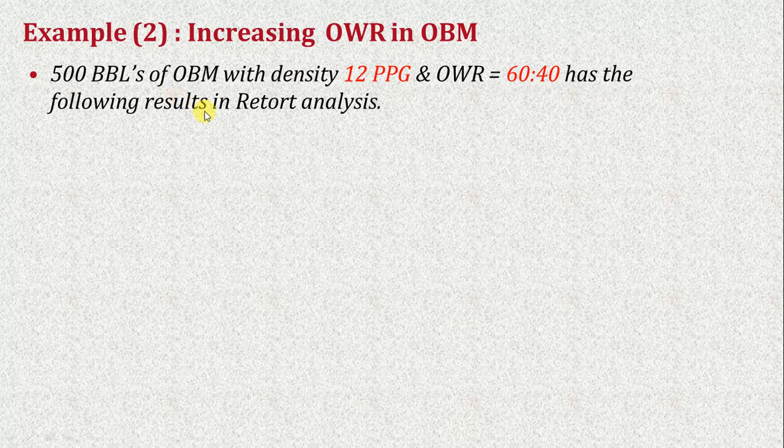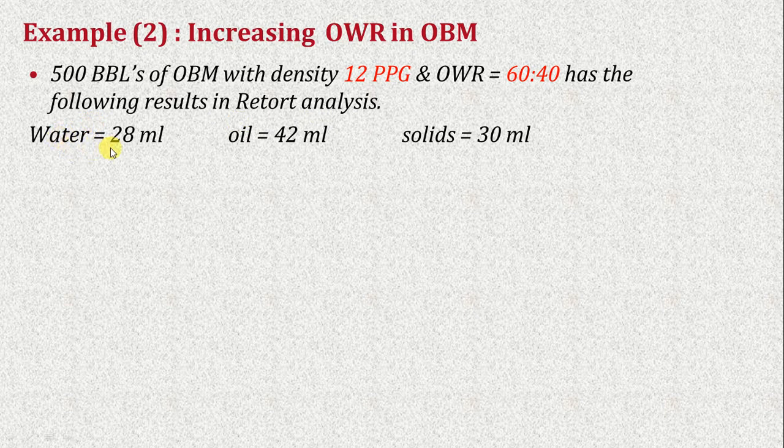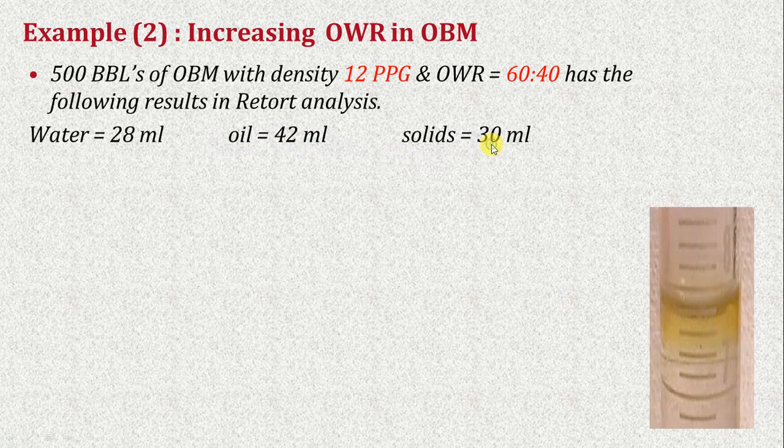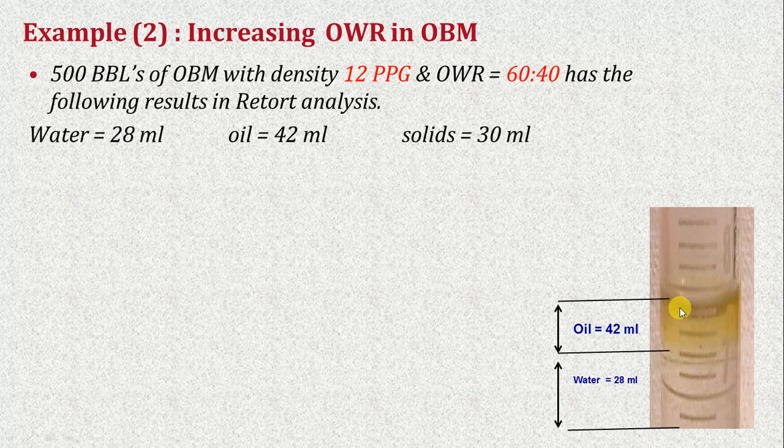Have the following results in the retort analysis. After making the retort analysis, we got this result. Water is 28 millimeters. Oil equals 42 millimeters. And solids equal 30 millimeters. Here, this is the pivot. You have here water to be 28, okay, and you have here oil, okay. I know the diagram is not correct, but not a big deal. Here the oil is 42, okay.